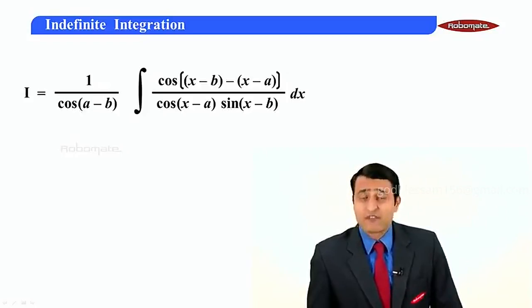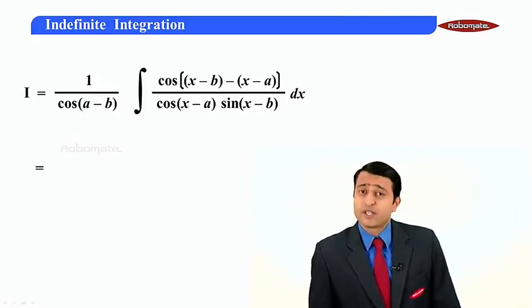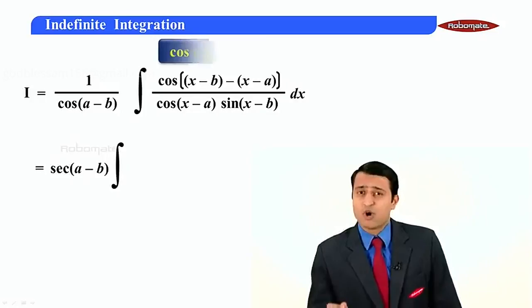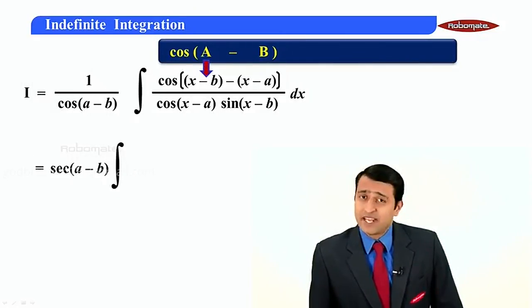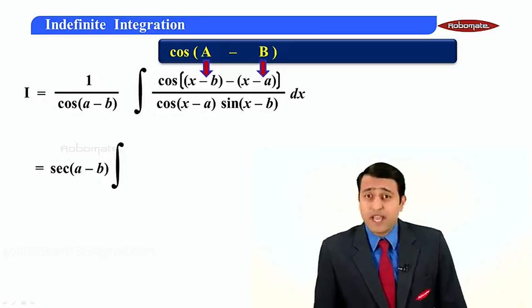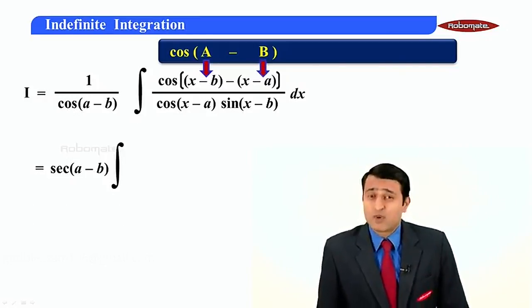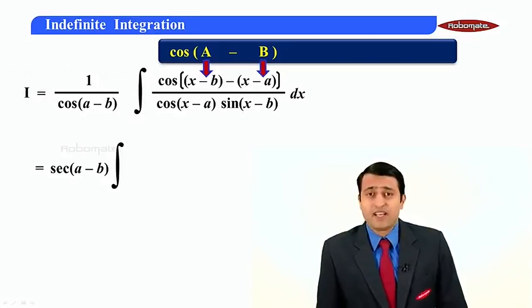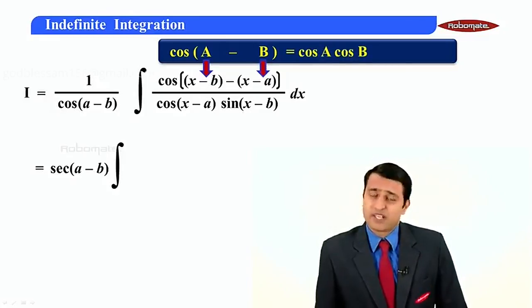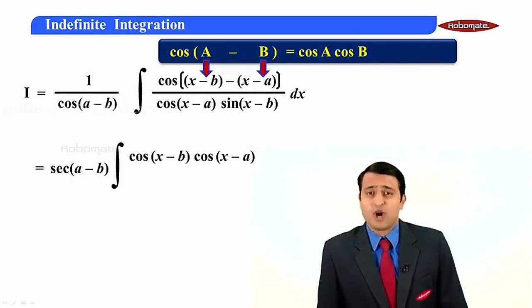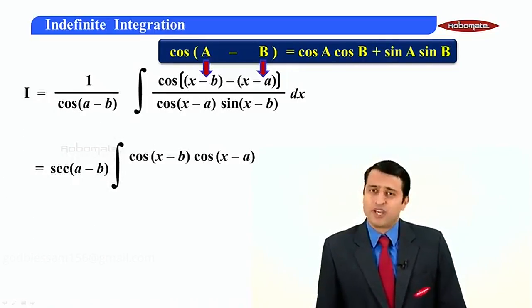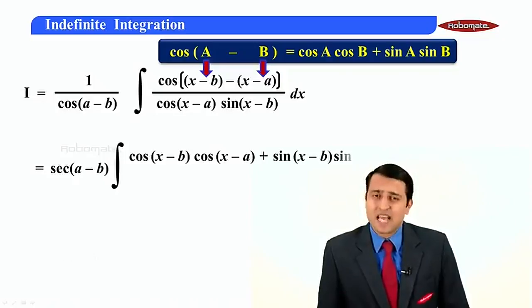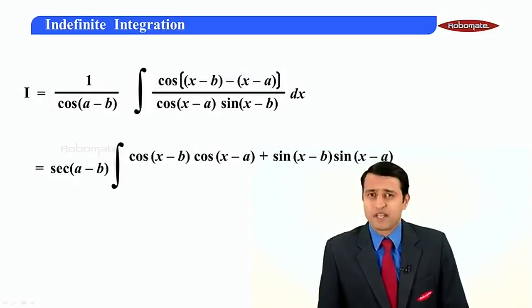If you observe, the numerator is of the form cos of a minus b, where a I can treat as x minus b and b I can treat as x minus a. So what is the cos of a minus b formula? It's cos a cos b plus sin a sin b. So let us write here cos of x minus b cos of x minus a plus sin of x minus b sin of x minus a.